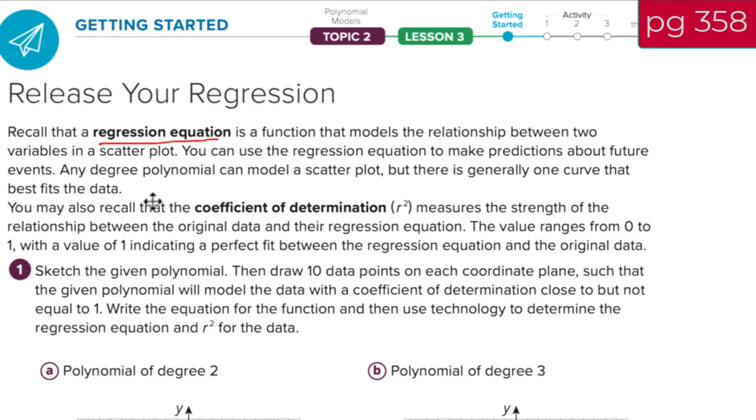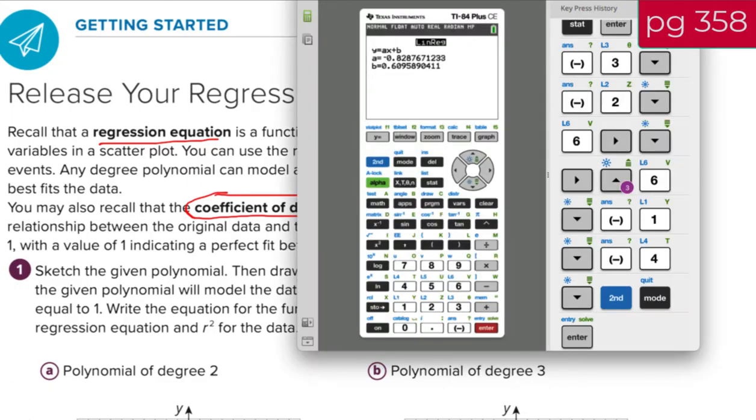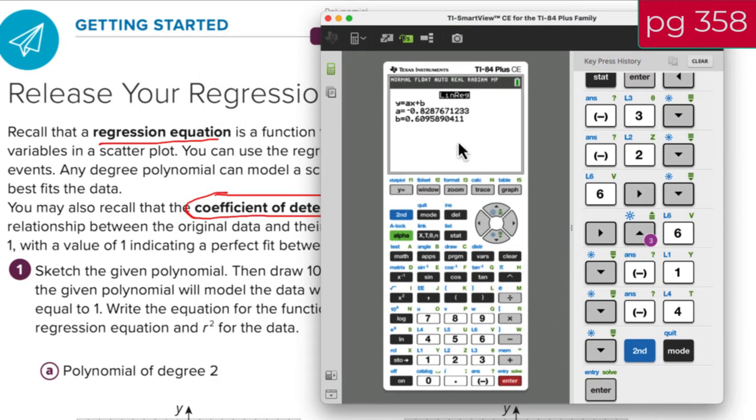It's used to predict. Now, this term right here might be brand new to you. It's called the coefficient of determination. So what we need to do is turn this on in your calculator. It's not going to be turned on automatically. So this is one of those things you're going to have to remember. You're going to have to do it before you take your mastery check.